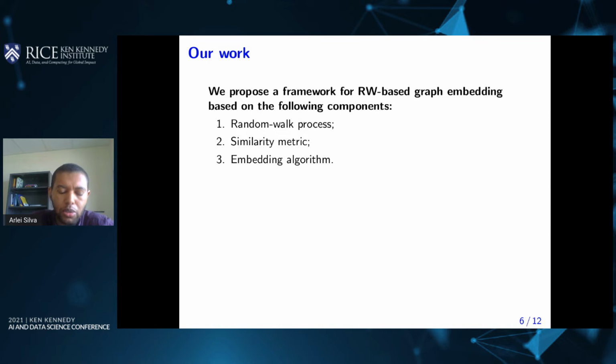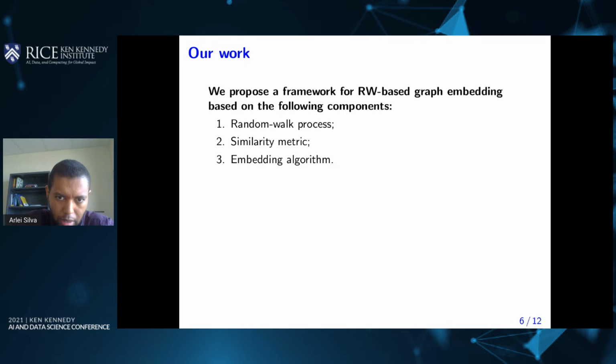And the way that you try to address these questions is by proposing a framework for understanding random walk-based graph embedding methods. This framework has three main dimensions. So one is what's the kind of random walk process that you care about? What's the similarity metric? Like which notion of similarity that translates connectivity in a graph to proximity in the Euclidean space? And the last is what's the algorithm that you use to optimize your embedding?